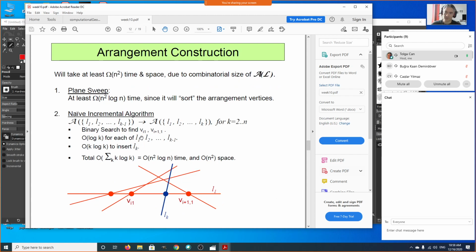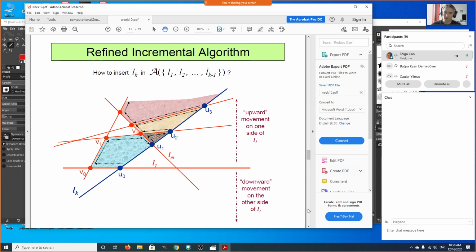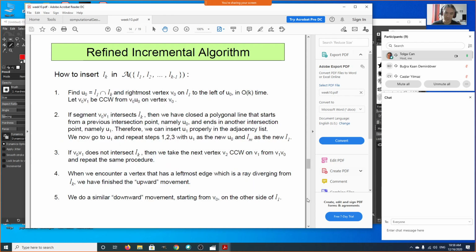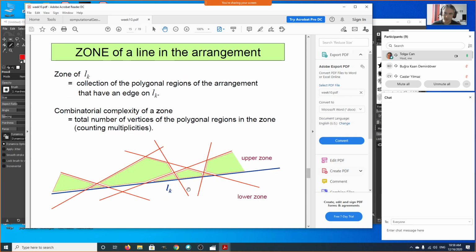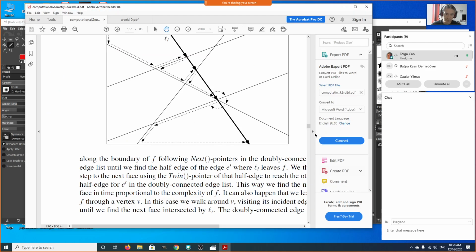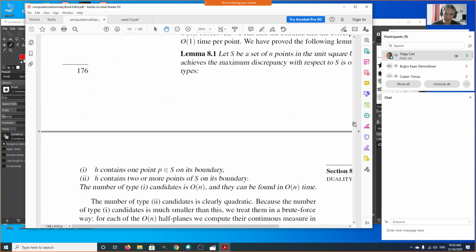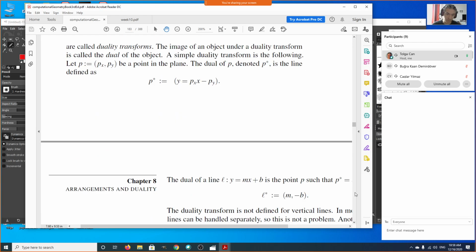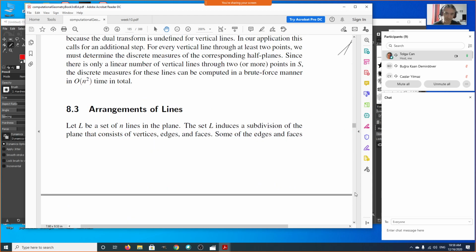Here's the incremental algorithm that we are going to do, the refined incremental algorithm. As our line pierces through this subdivision, we are going to determine which faces we intersect with, and then update those faces accordingly. Now, here is the important thing: the zone theorem. I think the book describes it better than these slides. During this incremental process, what we'll be concerned with is the complexity of this incremental algorithm.